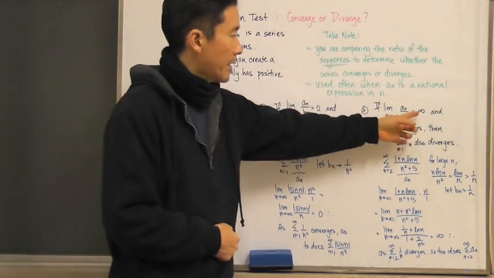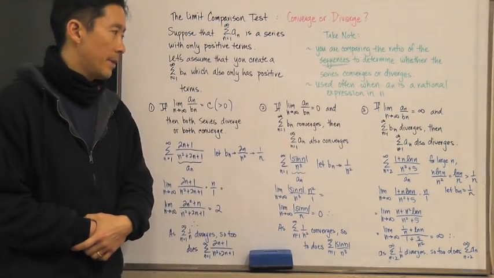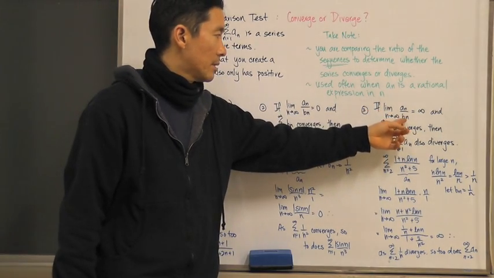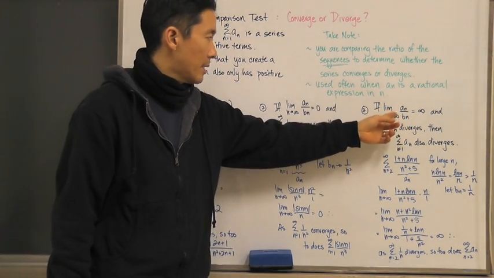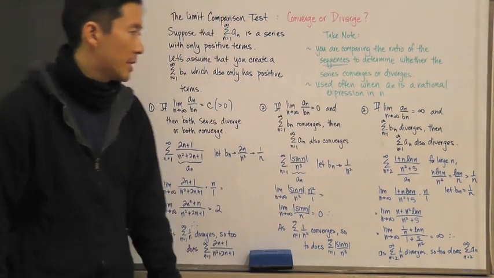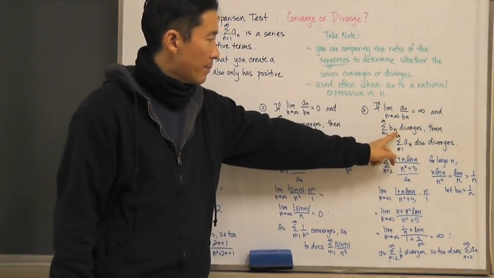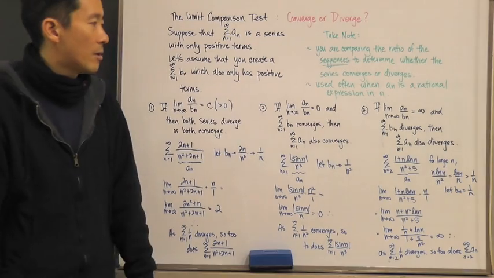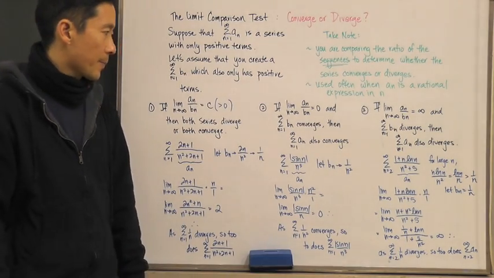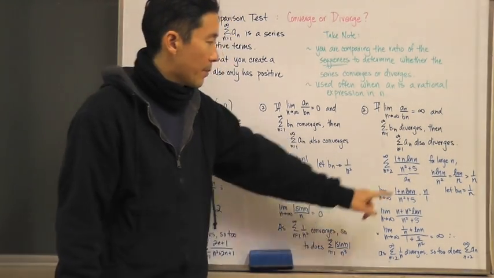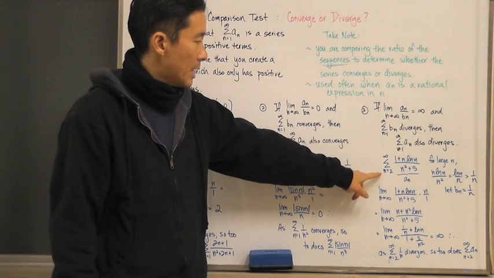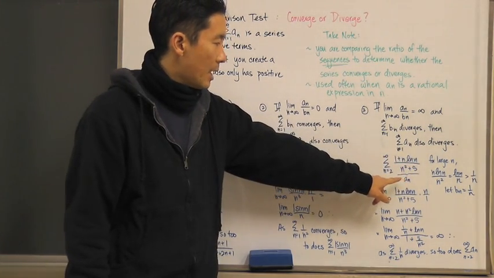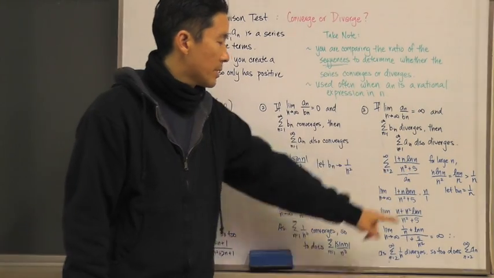Now, let's find out what happens when the limit as n approaches infinity of a sub n divided by b sub n is equal to infinity. If that's the case, and we know that the infinite series of b sub n diverges, then the same will also be true of a sub n. Let's take a look at an example here. Here's an infinite series that starts from 2 going to infinity of 1 plus n natural log of n divided by n squared plus 5.